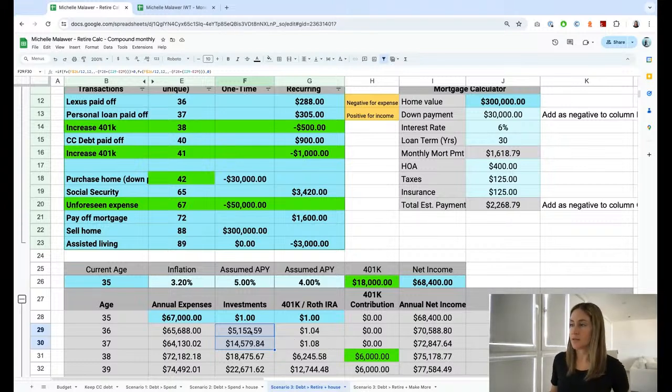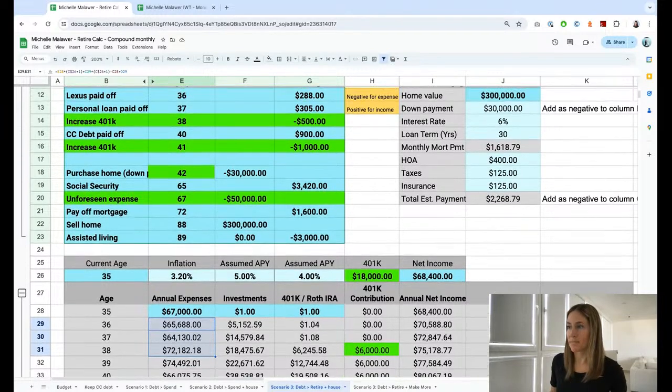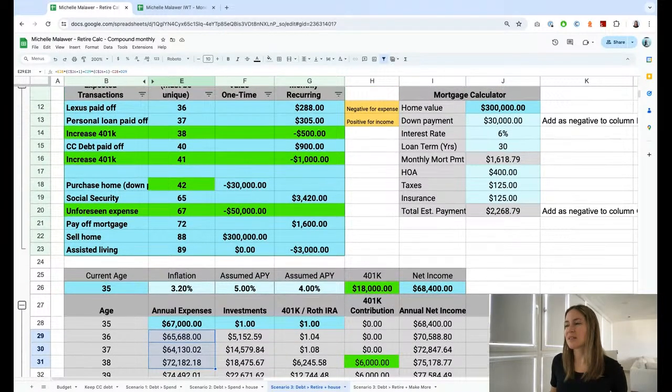The question was, the money that's in the investments column is not the same as the 401k, and that's correct. The 401k contribution is different from the annual expenses. But to your point, if we're assuming that the amount that was going towards the debt goes directly towards a 401k, technically, the annual expense doesn't go down.